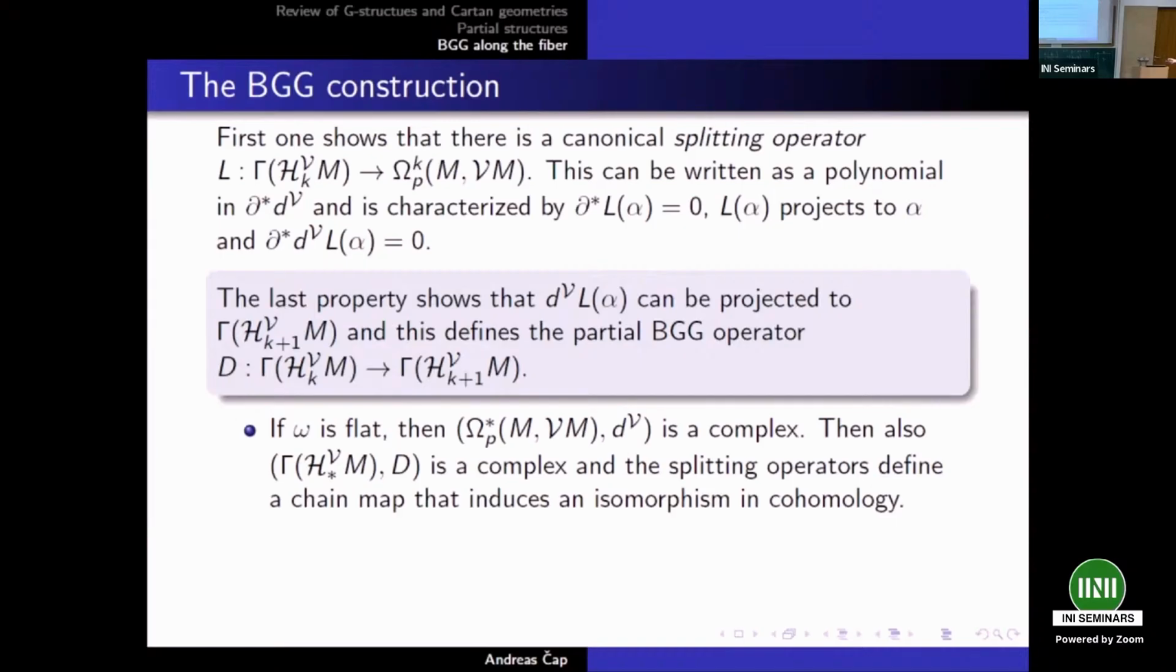So if the initial Cartan connection is flat, then this twisted partial de Rham, however you want to call it, is a complex. And then also BGG, or partial BGG, becomes a complex. And the splitting operators define a chain map that induces an isomorphism in cohomology. So you get exactly the same results that you get for relative BGGs. But now, for relative BGGs, you have fixed dimension of the base and fixed dimension of the fiber. So here it's just the fiber that you care about, and the dimension of the base is completely arbitrary.